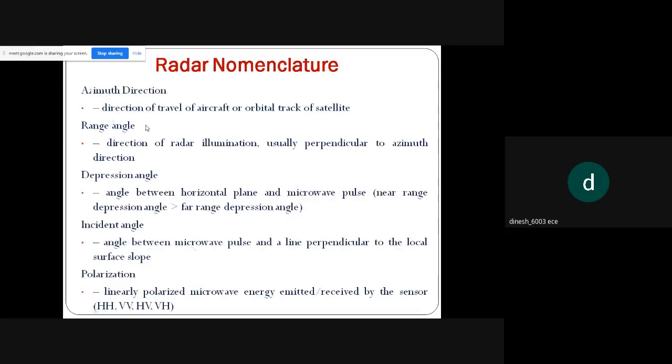The definitions of all these things are as follows. Azimuth direction is the direction of travel of the aircraft or the orbital track of the satellite, whichever is deployed. Range angle is the direction of radar illumination by the source, which is always perpendicular to the azimuth direction. Then the depression angle is the angle between the horizontal plane and the microwave pulse that reaches the Earth surface. The near range depression angle should be greater than the far range depression angle. Then the incident angle is the angle between the microwave pulse and a line perpendicular to the local surface slope.